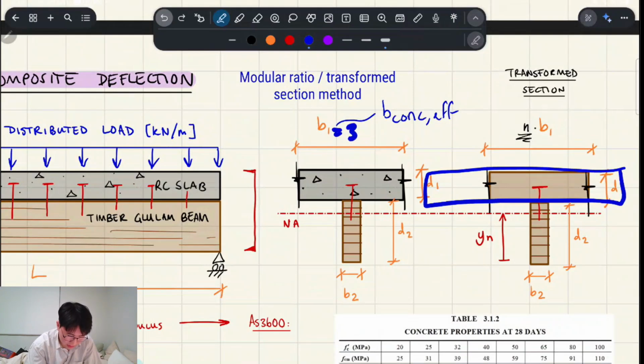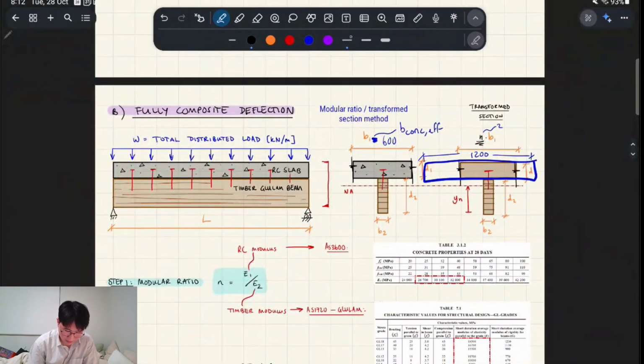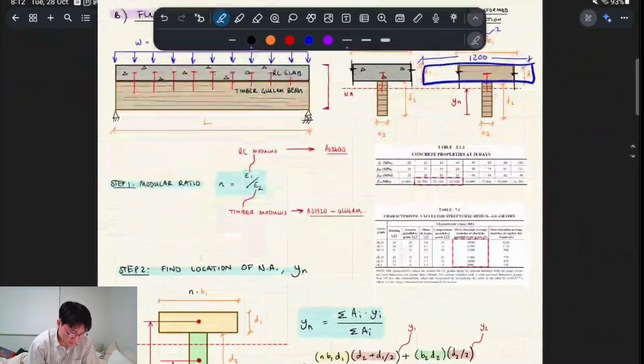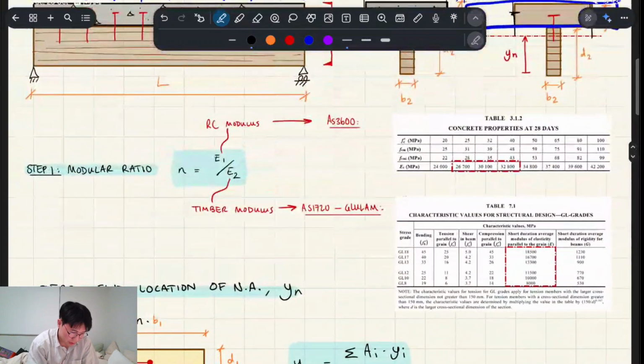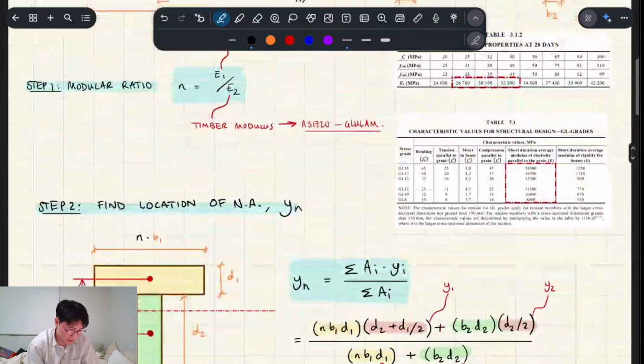That's not a good number. Say it was like 600. This would be like 1,200, this dimension here, if N was about 2, right? So we basically just widened that top flange. And now we can do all our calculations as if it was one material, which is timber. So step 1, apply the modular ratio, or find the modular ratio, which is just the ratio of the stiffnesses, and that's where you get those values from.